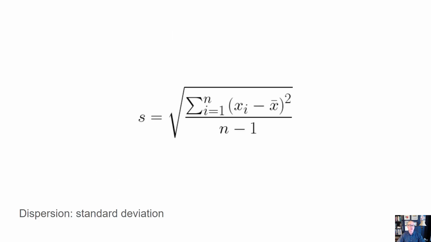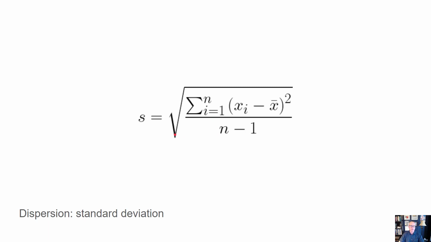So this is our definition. Statistically, S, the standard deviation, is equal to the square root of the sum of the difference of each element minus the mean squared. So I need the mean, subtract from each element, square that, add all of those up, divide by n minus 1, and then take the square root.